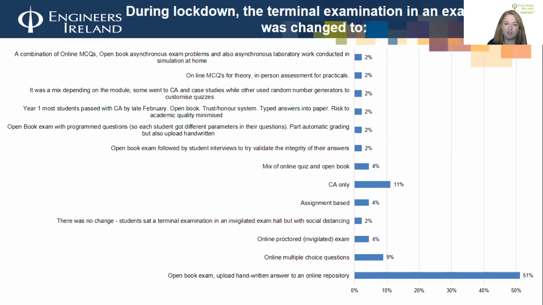And it was very interesting to see what people were doing. There were combinations of MCQs, open book exams and asynchronous lab work with simulations at home. In-person assessments for practicals. Some had online proctored or invigilated exams. They managed to hold exams. In other words, depending on the module, the weighting of the continuous assessment changed and so on. So there's quite a lot of information there and thought put into how people were being assessed because the mode of teaching had changed once the 19th of March hit.